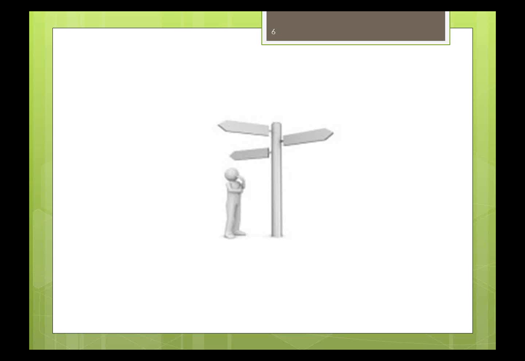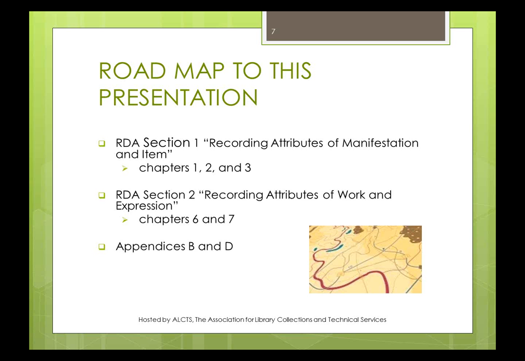The meat of this presentation will be primarily on descriptive changes as they appear in the bibliographic record at the manifestation level, both for all types of materials and for maps. So that means we will spend most of our time looking at RDA Section 1, Recording Attributes of Manifestation and Item, specifically chapters 1, 2, 3, and Section 2, Recording Attributes of Work and Expression, which includes part of Chapter 7 and a bit of Chapter 6, plus a couple of the appendices in RDA.